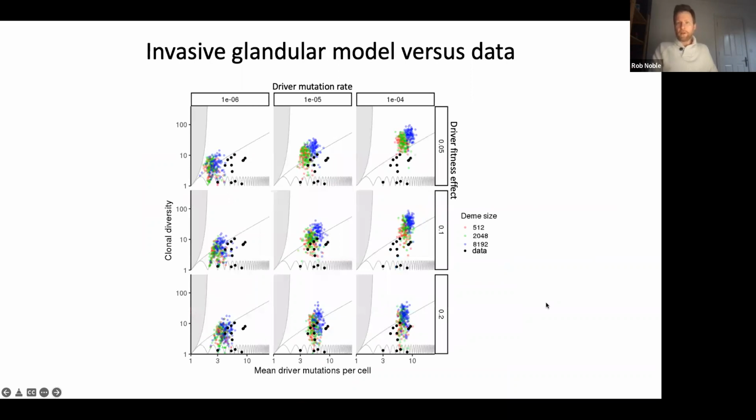What we can then do is a lot of sensitivity analysis. So we ran many thousands of simulations on a cluster, and we looked at what happens if you vary the driver mutation rate, the driver fitness effect, and the deme size. And we see that the model results are pretty robust to that. Some of these results for the invasive glandular model are more consistent with the data than others. You get better overlap between the colored points and the black points. Still, there seems to be a bit too much diversity in the model.